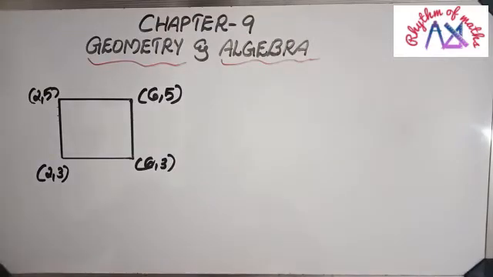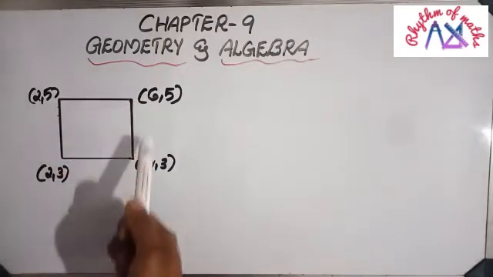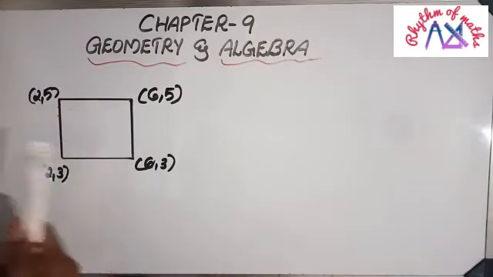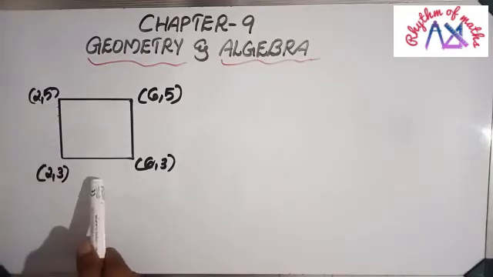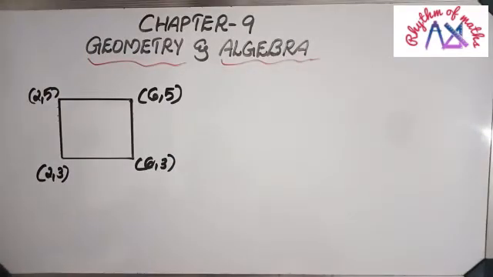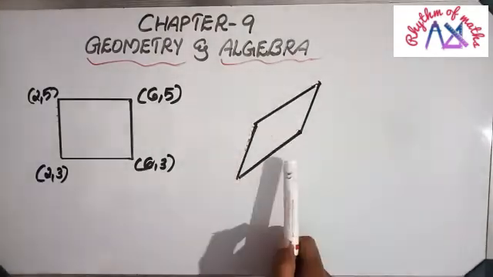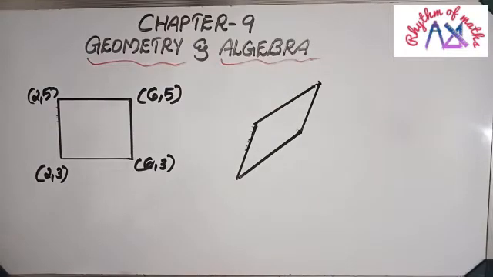Now in this chapter we are going to deal with figures other than rectangles, for example a parallelogram, a different shape. This is a rectangle and its sides are parallel to the x-axis and y-axis, but now we are going to consider a different shape. For example, if we have a parallelogram like this, opposite sides are parallel and equal.